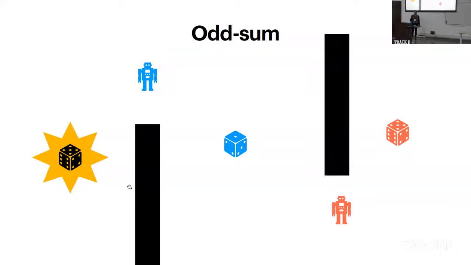These black things are like tall walls, so you cannot see each other. This guy here can see both this black dice and this blue dice, and she can change the value of the blue dice as she wants. And this red guy here can see the blue dice and this red dice, and he can change the value of the red dice as he wants. And the objective is to make sure that the sum of the values of these dice is odd. Okay, so can you do this?